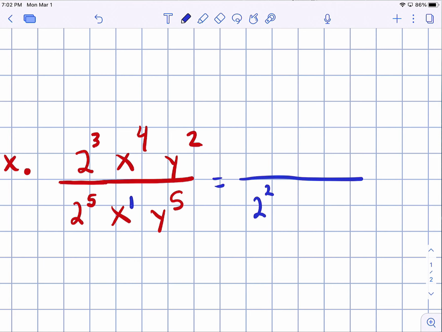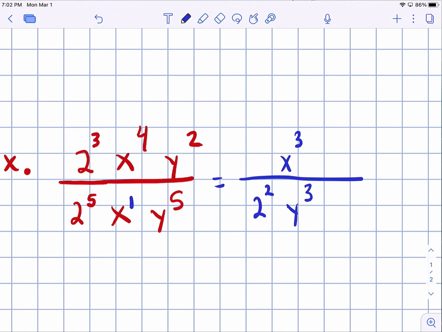Okay, looking at my x values. x to the fourth over x to the first. So 4 minus 1 is 3. There's more in the numerator, so x to the third is going to stay in the numerator. And then last, y to the second over y to the fifth. The difference between 5 and 2 is 3. Again, there are more y's in the denominator, so y to the third is going to stay here.